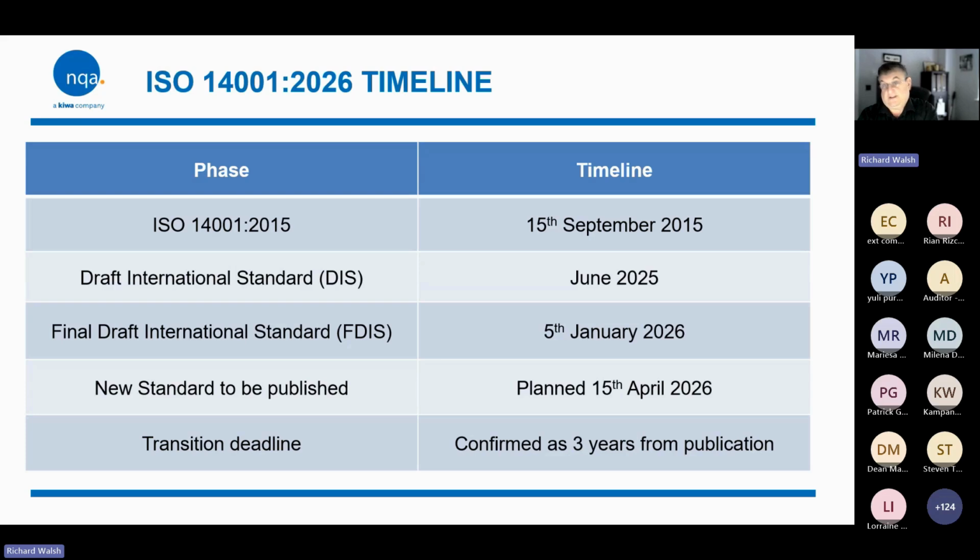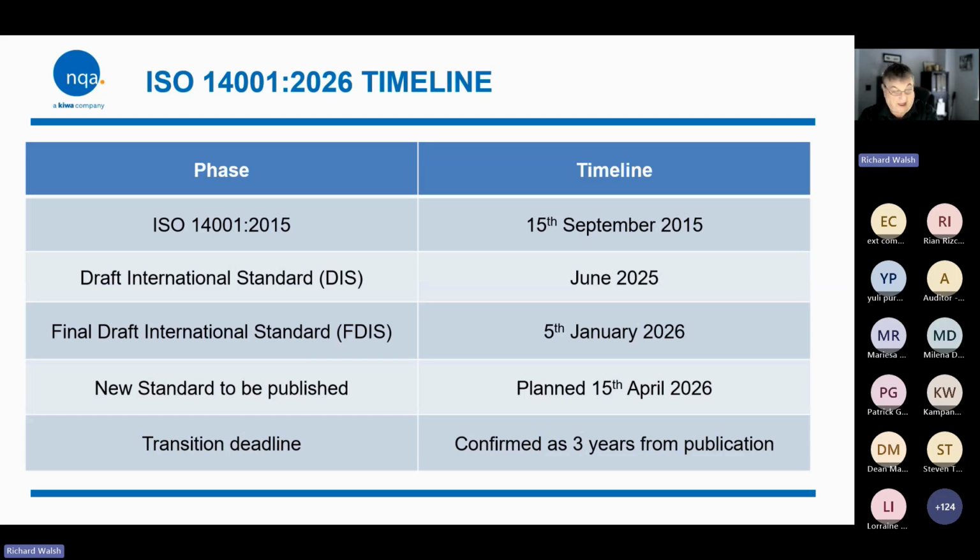The draft standard, the one that I prepared the previous webinar on, was launched in June 2025, June last year. The FDIS, the final draft standard, the one we're working on now, was published on the 5th of January, two Mondays ago today. And the aim, assuming everything goes fine, is to publish the standard on the 15th of April 2026, and that is when it will appear.